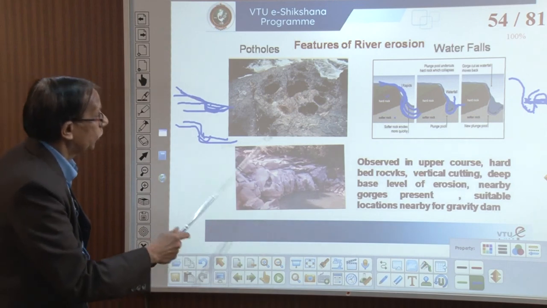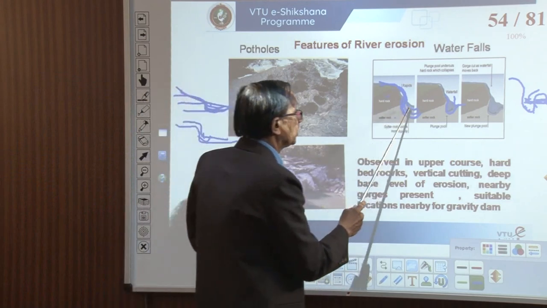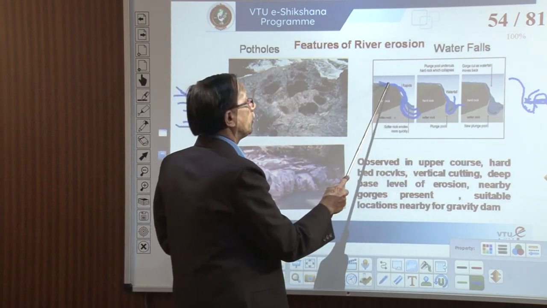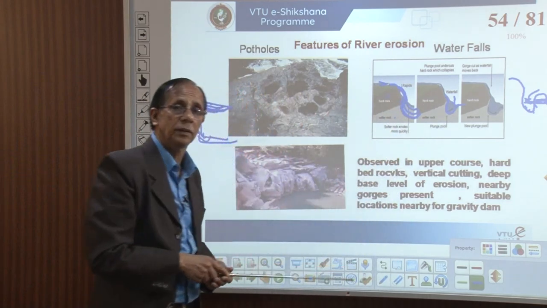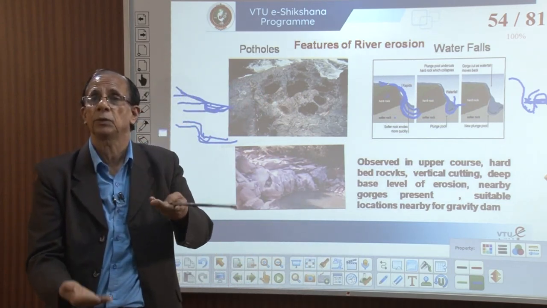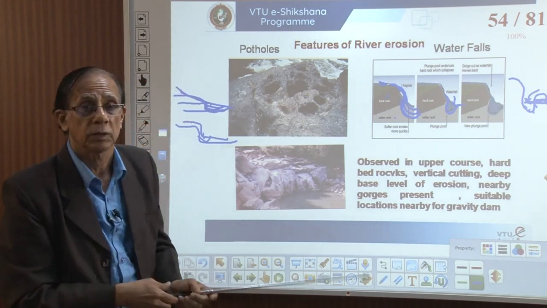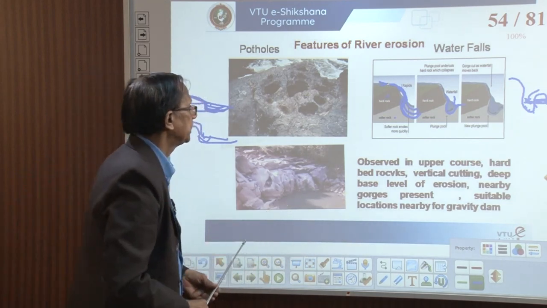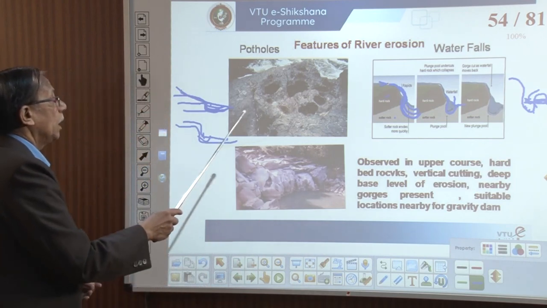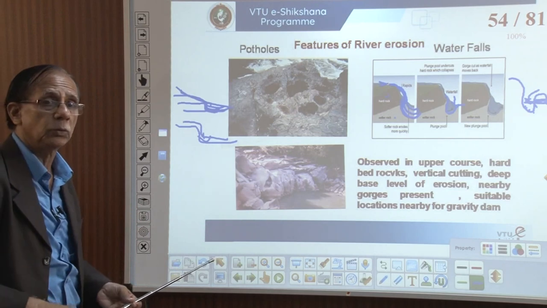So due to a waterfall, what is the message of this? One is a plunge pool, it's a common risk. A waterfall is a sudden change in the gradient. That is ideal, where we get the head difference, and therefore we can think of construction of a dam to generate electricity. So these features are common in the upper course of the river, the mountainous course of the river.